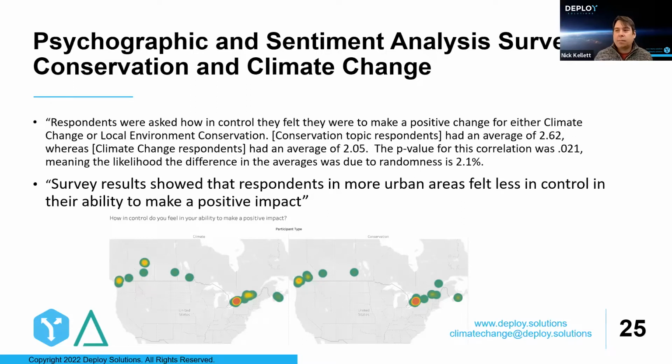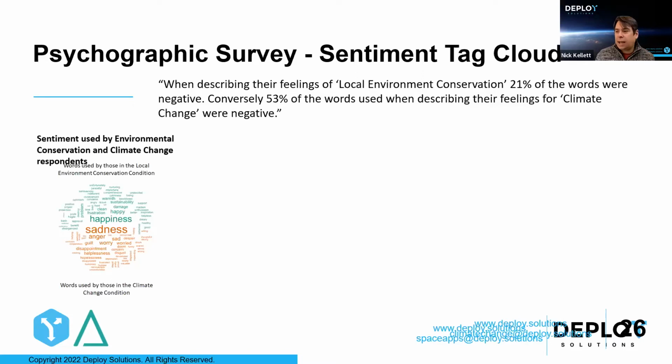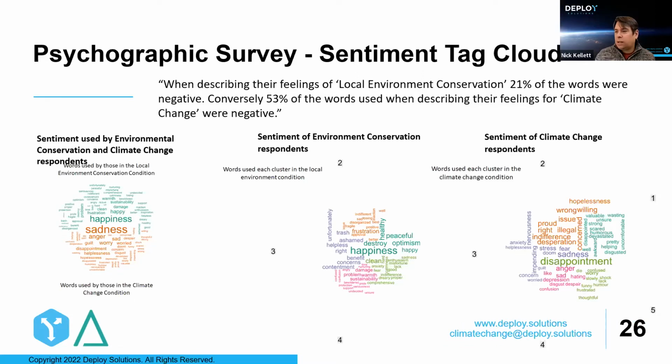And that's an interesting finding, because another thing that came up when describing the feelings, again, this is psychographic, this is how they felt, the feelings of local environment conservation, 21% of the words were negative. So most of the words were positive. But when people were asked about climate change, most of their words were negative. And you can kind of see that in this tag cloud, where sort of in the middle, there's environmental conservation respondents. And so there's a lot of kind of happy words and peaceful and optimist and healthy and so on. And when people were asked about climate change, they had sadness, disappointment, anger, really negative emotions.